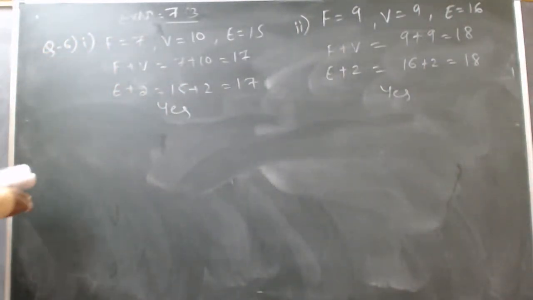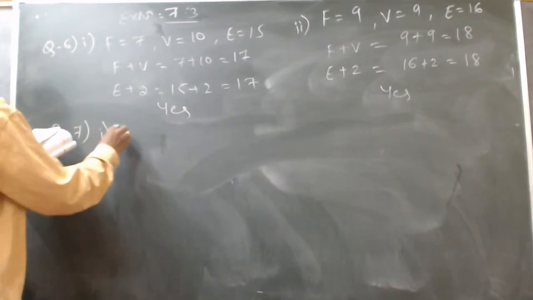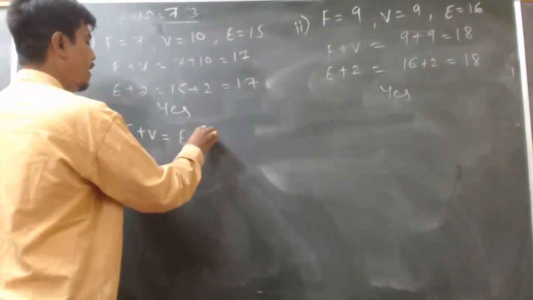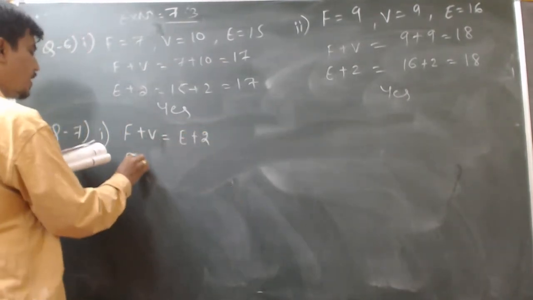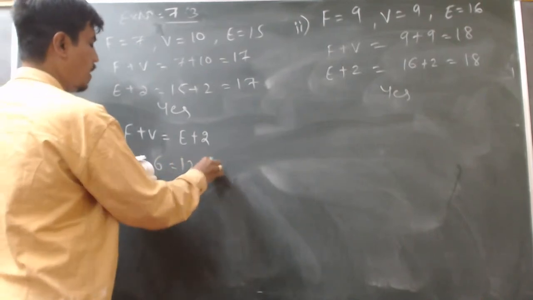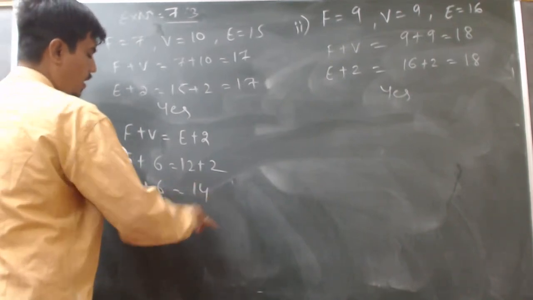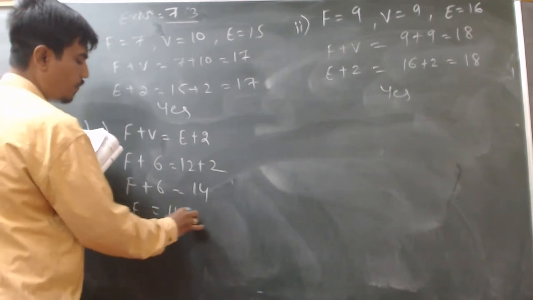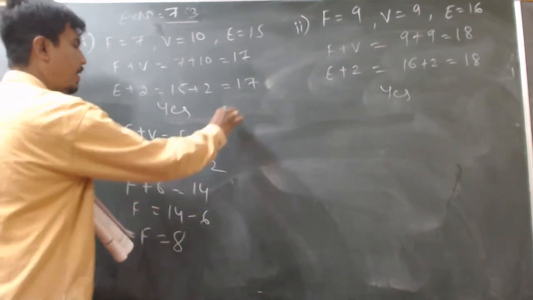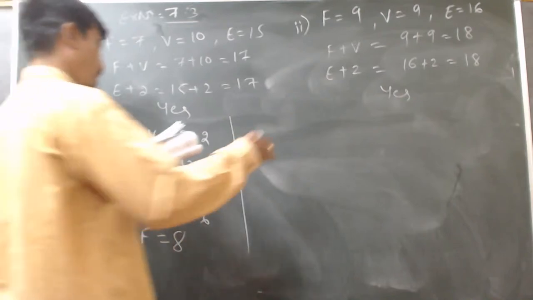What is that seventh one? They have given the first one, F plus V equal to E plus 2. And for us, they have given some information. F they did not give. Vertices they give in the column you see, and E also they give. We can calculate F according to the linear equation. Plus will become minus. In 14, 6 on means the number of faces will be 8 for the first diagram.